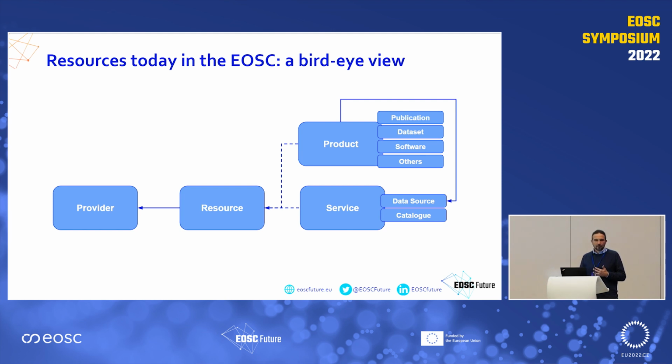And why? Because, for example, in the case of a data source, we have the products that are contained in this data source, which are hosted, deposited there, and from which we can collect the metadata. And the product is a publication, a data set, a software, or other kinds that don't really fall in one of these three categories. So this is a very simple picture, keep it in mind.